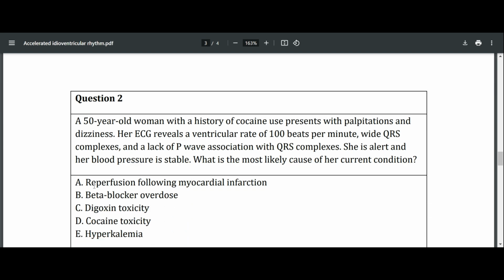Another MCQ. A 50-year-old woman with a history of cocaine use presents with palpitations and dizziness. Her ECG reveals a ventricular rate of 100 beats per minute, wide QRS complexes, and a lack of P wave association with QRS complexes. She is alert and her blood pressure is stable, meaning hemodynamically stable. What is the cause of her current condition? Cocaine toxicity, as I have mentioned in the causes of this rhythm.